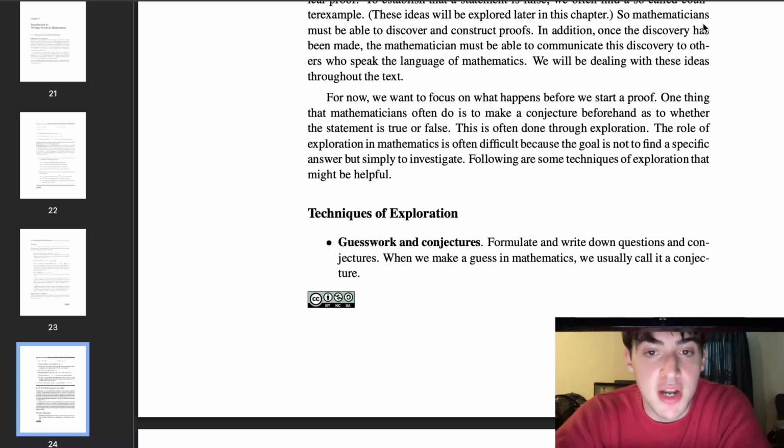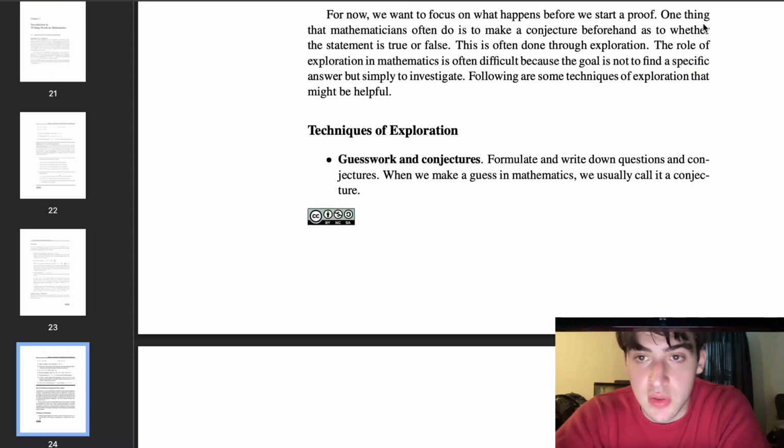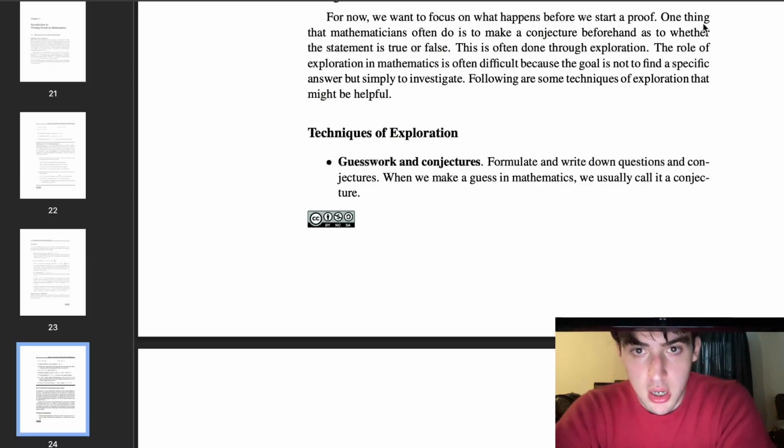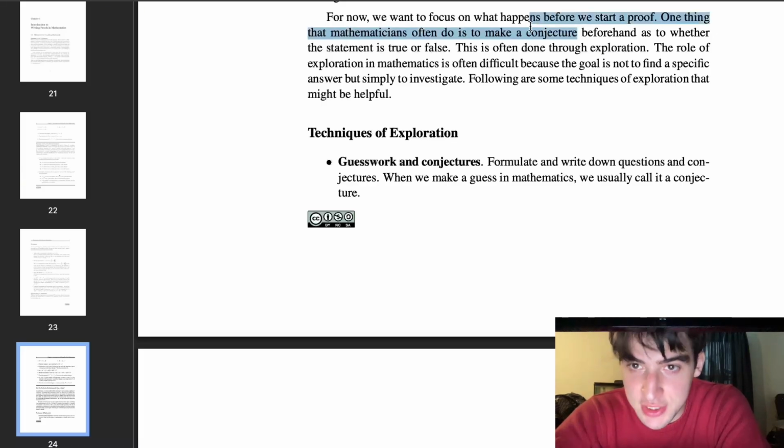Very good. For now, we want to focus on what happens before we start a proof. One thing that mathematicians often do is make a conjecture beforehand as to whether the statement is true or false. This is often done through exploration. So a conjecture meaning like a guess. I'm guessing. I'm making a conjecture. A conjecture means guess.